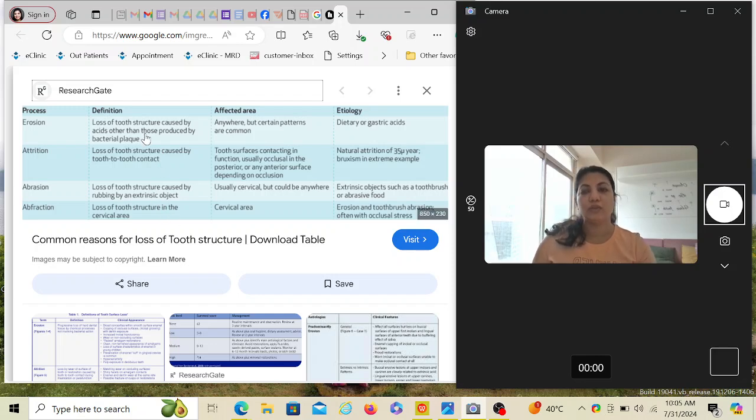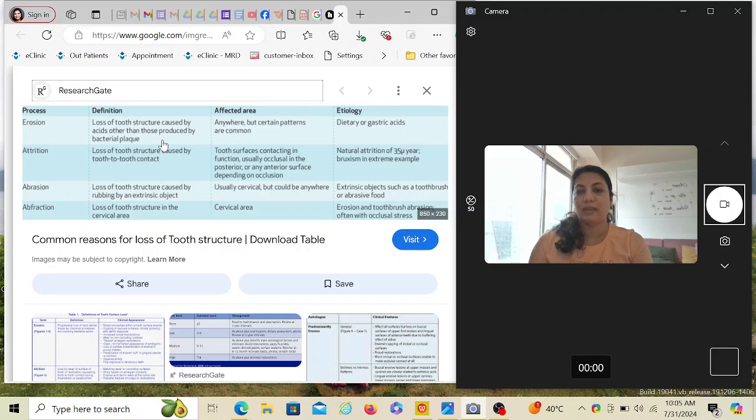Erosion is loss of tooth structure caused by acids other than those produced by bacterial plaque. Those acids can come from a lot of soft drink consumption. It can be gastroesophageal reflux disease. But in that scenario, mostly the palatal or the lingual portions of the teeth would be damaged, because when you constantly have reflux, the palatal and lingual surfaces are the ones which get affected. Soft drinks will cause erosion of the labial surface.